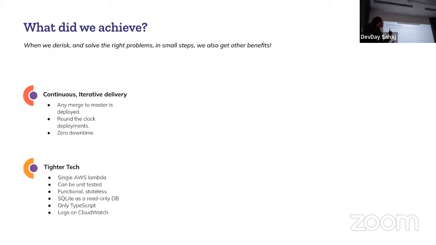The entire server solution that we had was a single AWS Lambda. It can be completely unit tested because it's a single function, and it's completely functional and stateless. It doesn't depend on any state. The only state it needed was from a SQLite, which is a read-only database. So you don't need a database connection or anything. You just send the SQLite database file along with the Lambda source and read it like a local file, and that's how it works.